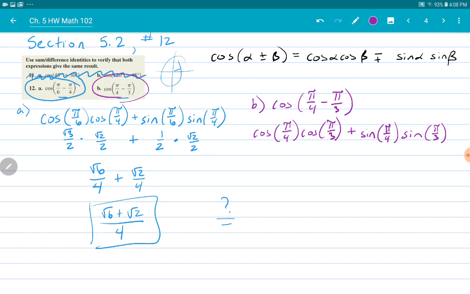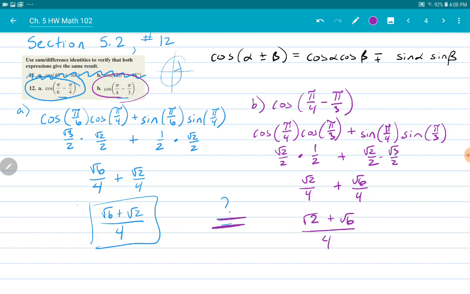And then again, using my unit circle values, cosine of pi over 4 is radical 2 over 2. Cosine of pi over 3 is 1/2. Sine of pi over 4 is radical 2 over 2. Sine of pi over 3 is radical 3 over 2. All right, and then multiplying those, I get radical 2 over 4 plus radical 6 over 4, which gives me radical 2 plus radical 6 over 4. Addition is commutative. I can switch the order, so these are equal. So verified. Check.